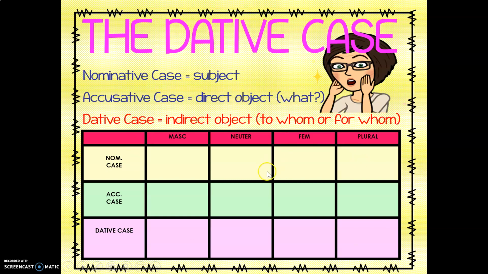But first we need to review the chart. A masculine noun used as a subject is der. A neuter noun used as a subject is das. A feminine noun used as a subject is die. And plural nouns are also die. Remember, the accusative case was fairly easy because the only one that's going to change are the masculines. A masculine noun used as a direct object is den, and all the rest stay the same.